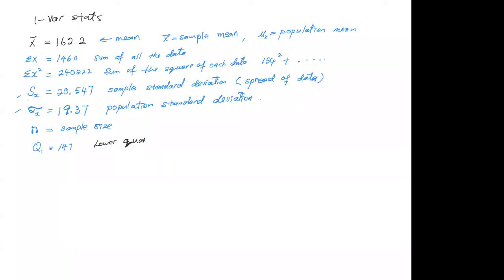Quartile means 1/4, or we call it the first quarter. Or another term, 25th percentile. Percentile means that I know 25% of my data is less than 147. You get me? Okay. You learned this before, huh?